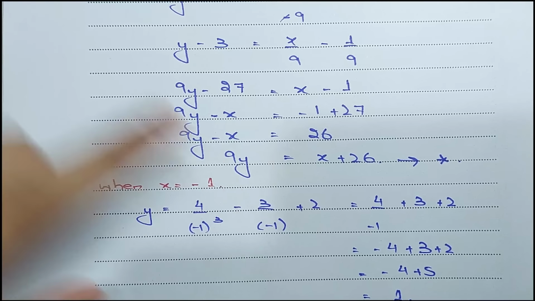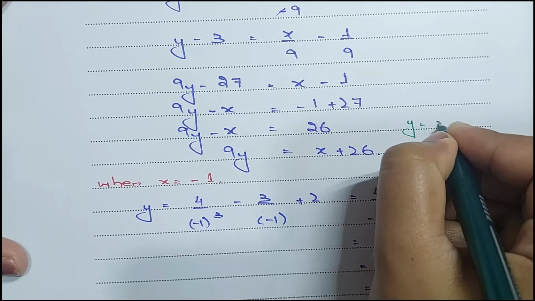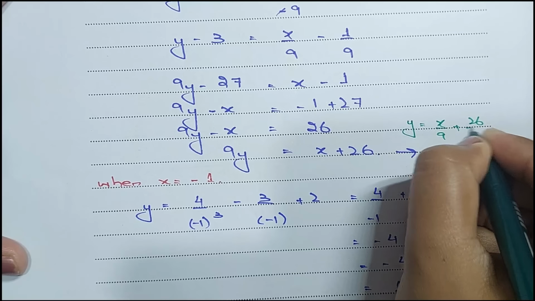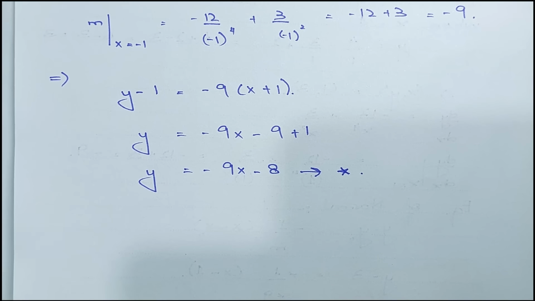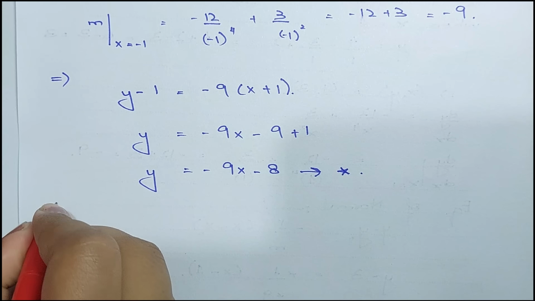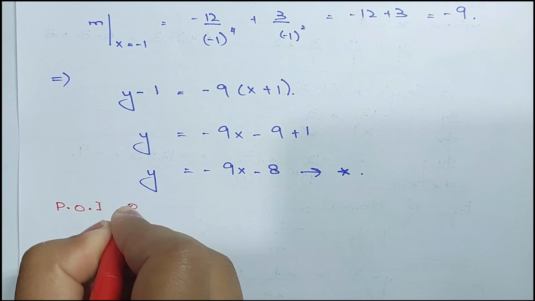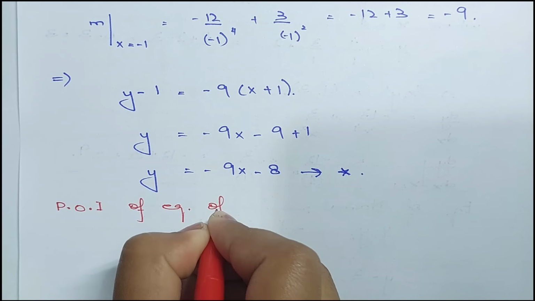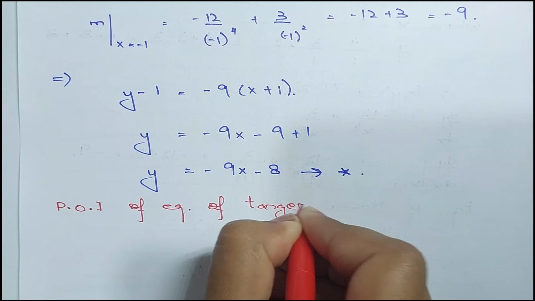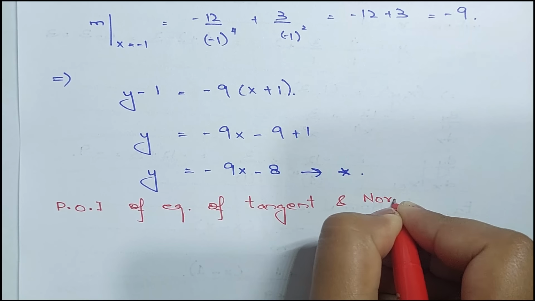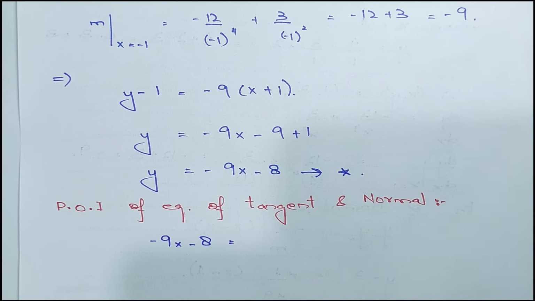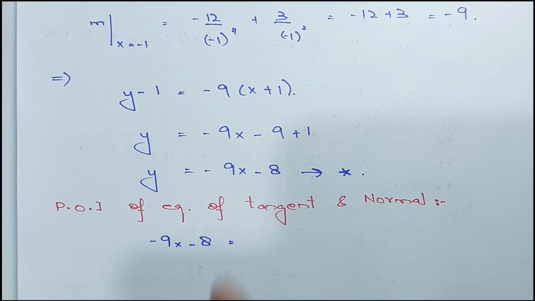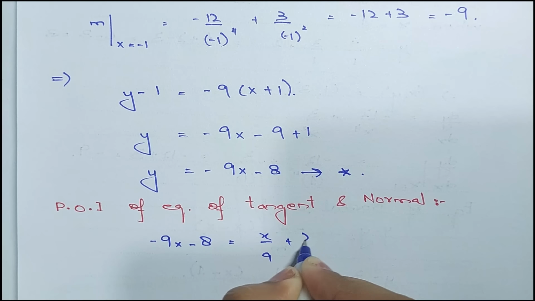We have the equation of the normal, 9y equals x plus 26, or y equals x over 9 plus 26 over 9, and we have the equation of the tangent. Let me find the point of intersection of the tangent and the normal. So we equate minus 9x minus 8 with the equation of the normal, x over 9 plus 26 over 9.